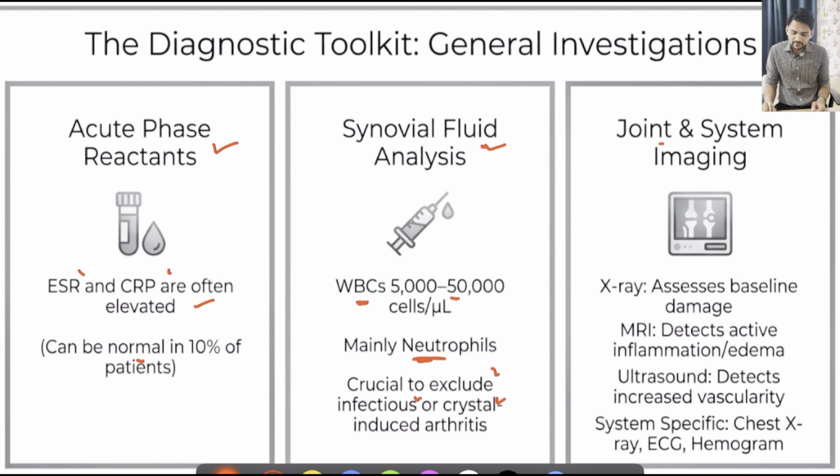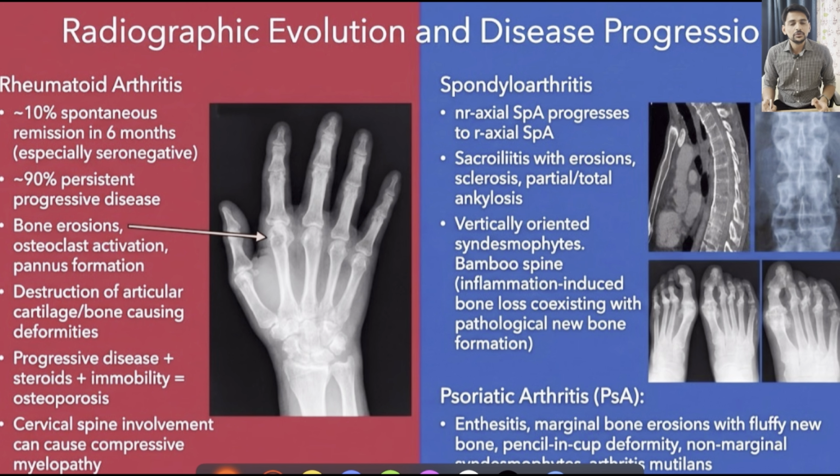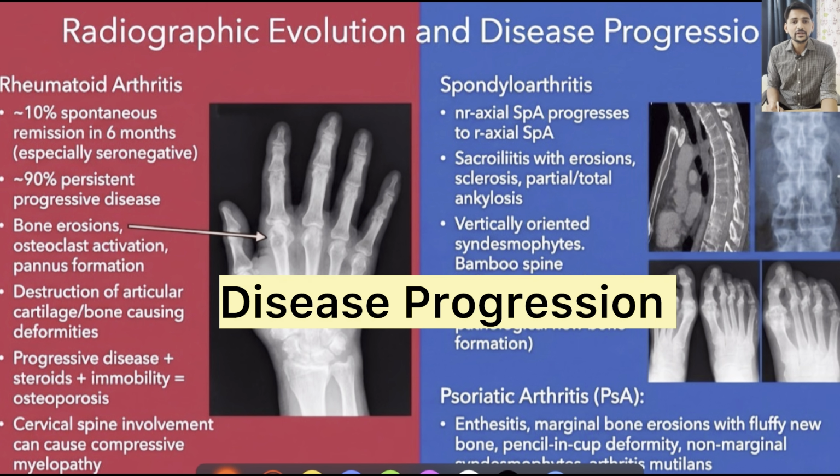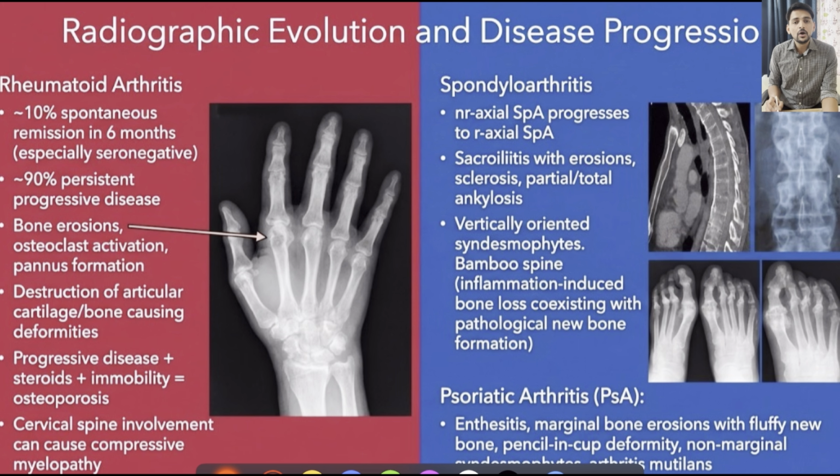And we can take the help of joint imaging like X-rays, MRI, which will detect active inflammation or edema, and it will be helpful quite in the early stage to diagnose, or ultrasound of the joint, which will detect increased vascularity, which is again a feature of inflammation. Based on the extra-articular system involvement like lung involvement or cardiac involvement, we can order that particular system-specific tests. So now we have diagnosed the condition by fitting into all these features and taking the help of numerous investigations. Now we have to know how these diseases will progress.